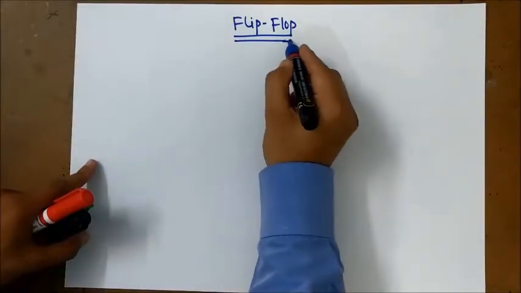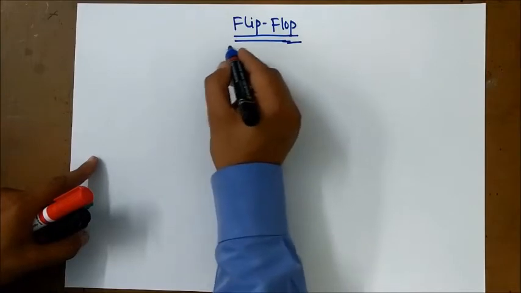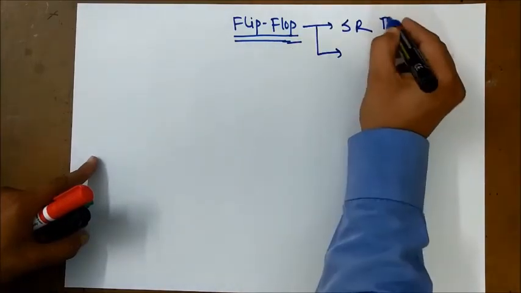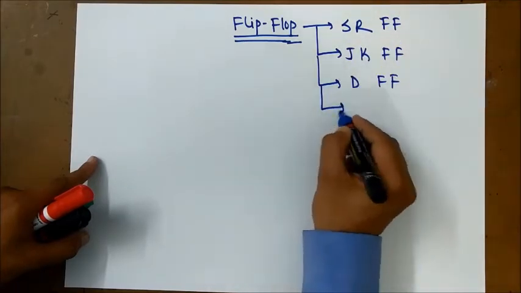Now we will discuss flip-flop. Flip-flop as a basic memory element. We will discuss 4 types of flip-flop here: SR flip-flop, JK flip-flop, D flip-flop and T flip-flop.